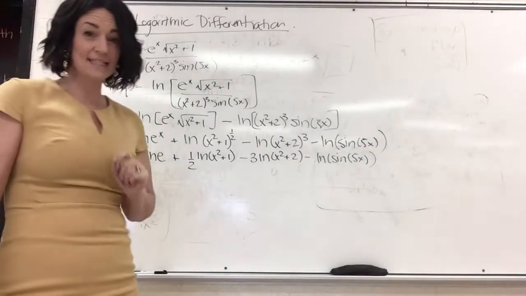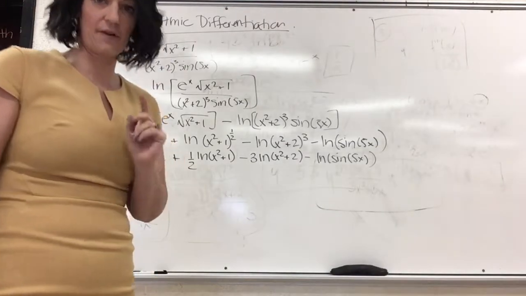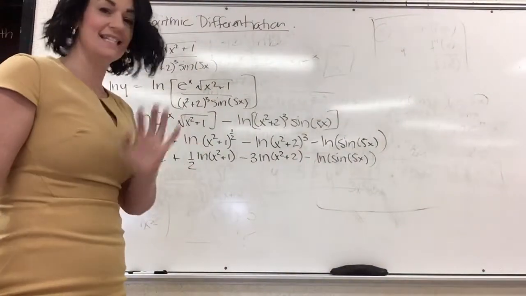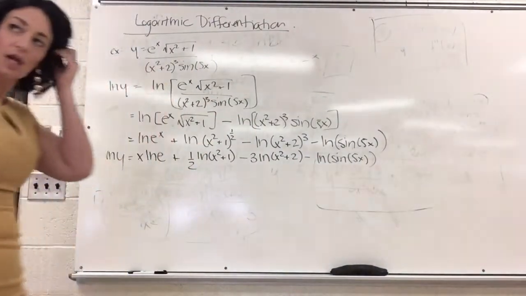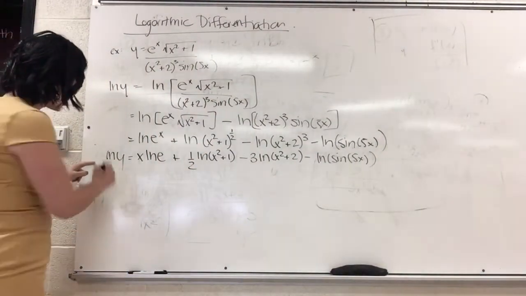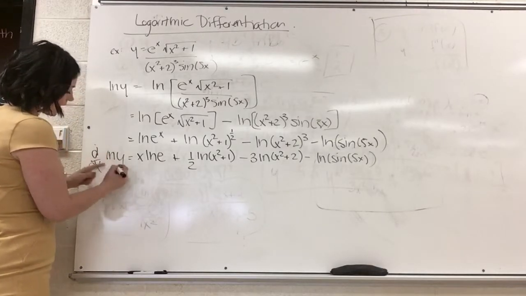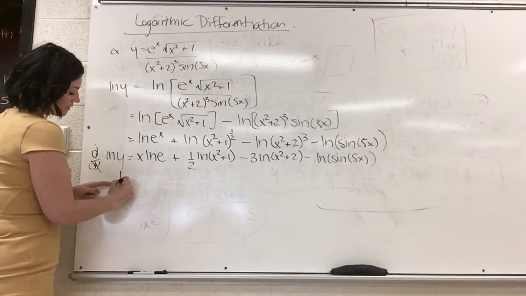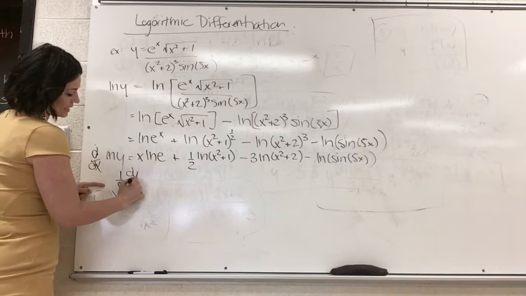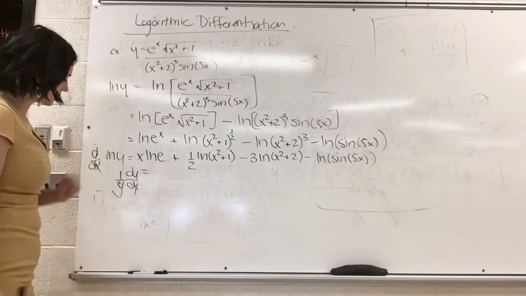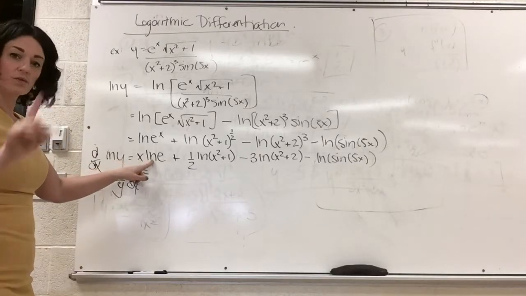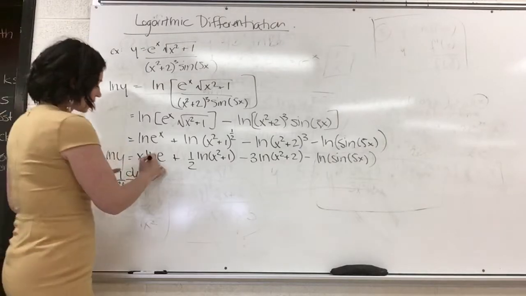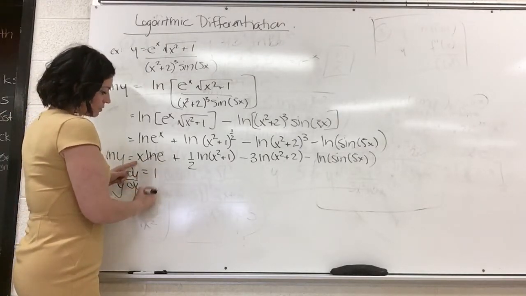Now I'm going to use implicit differentiation to find the derivative of everything. So I'm going to apply d/dx to both sides. When I apply d/dx to this side, I'm finding the derivative in terms of y. So it's the natural log of y, the derivative is 1 over y, but I need a dy/dx to hold the spot. Equals. Okay, natural log of b is 1, so this is like a coefficient. The derivative of x is 1.